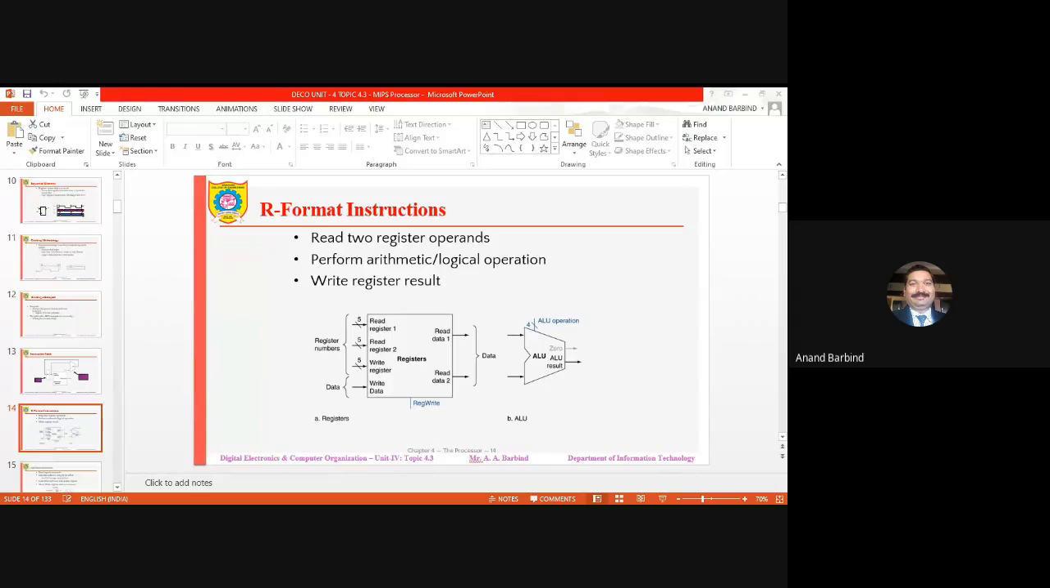And tomorrow we shall see in detail, and we shall proceed with the internal architecture of the MIPS processor.